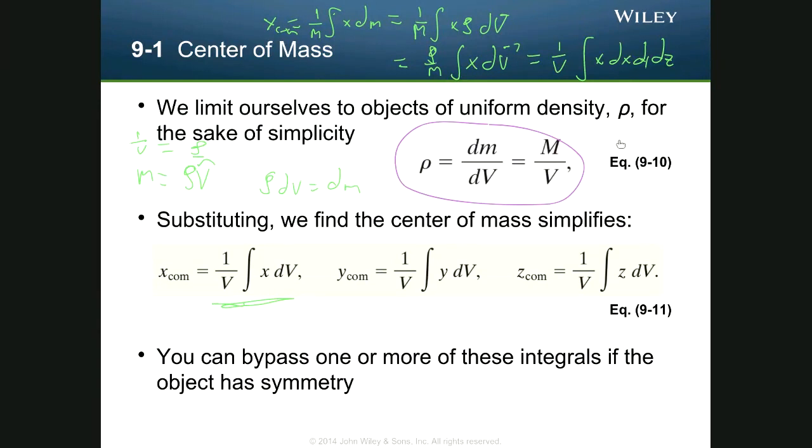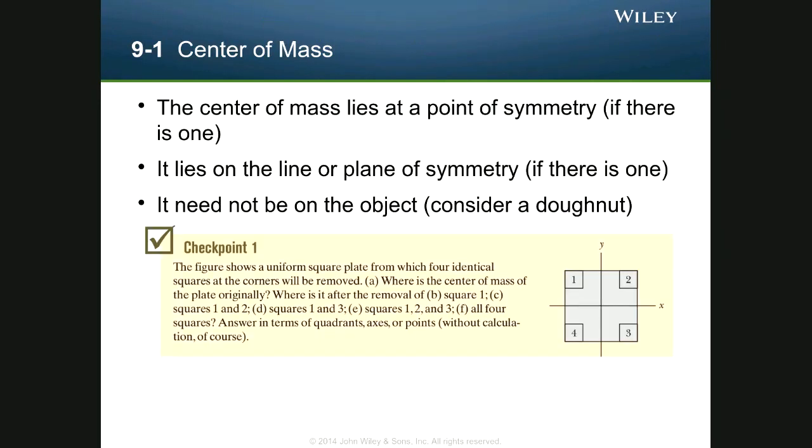So let's go on. We've got a good checkpoint, but symmetry can be exploited. If the center of mass lies at a point of symmetry, symmetry can be exploited. If it lies on the line or plane of symmetry, if there is one, then it need not be on the object. Consider a donut, right? So this is how to exploit symmetry, but let's take a look at that donut.